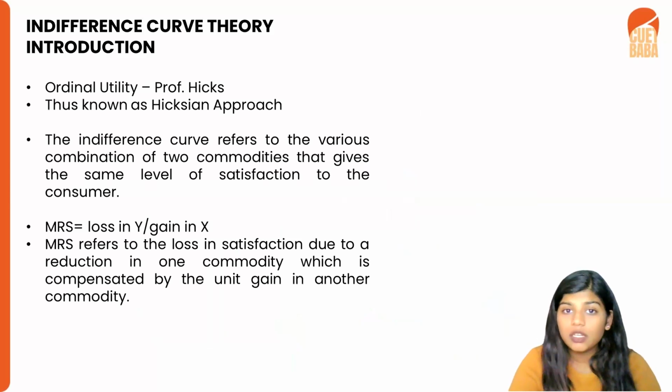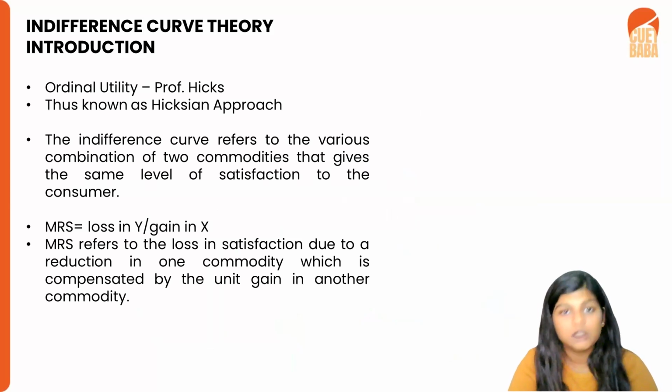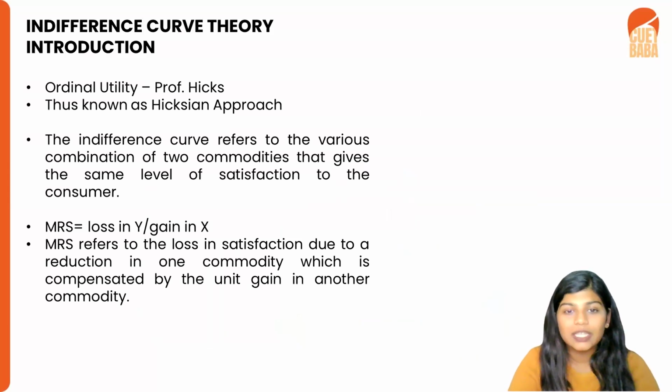The cardinal utility, we had already said, can be measured in terms of utils, whereas the ordinal utility is ranked based on the preferences of the consumers. The ordinal utility was given by Professor Hicks, and thus it is known as the Hicksian approach. It's a very important thing to note that the theory is known as the Hicksian approach. So we'll see what an indifference curve is.